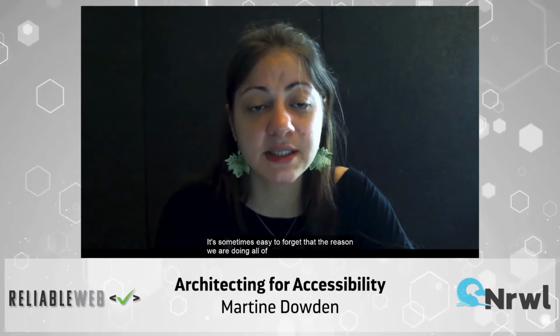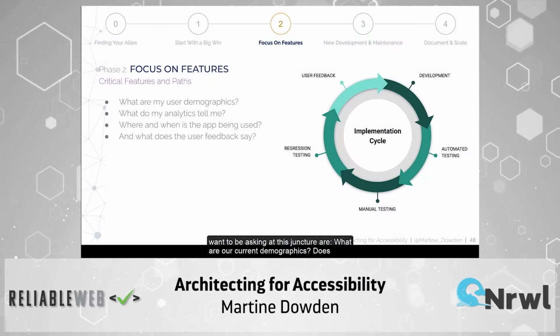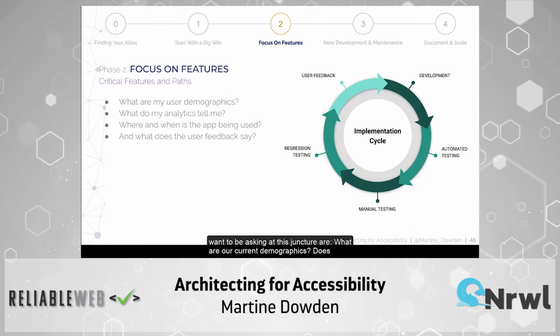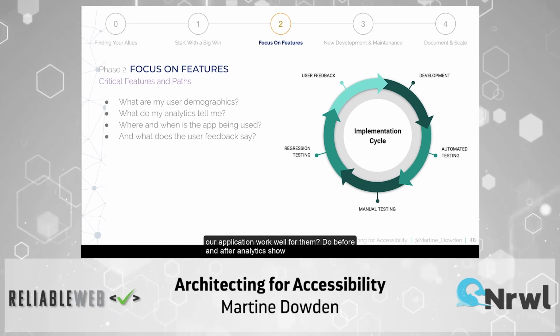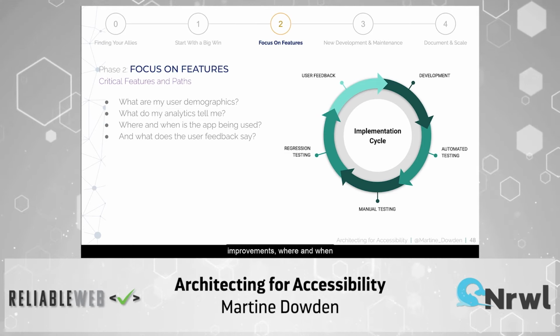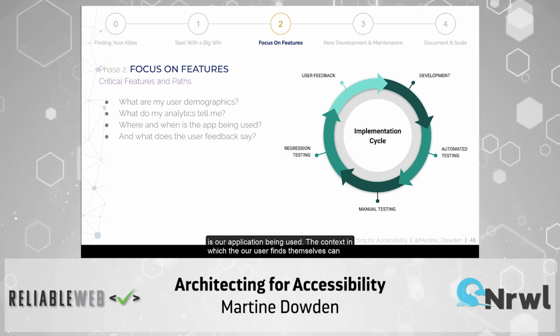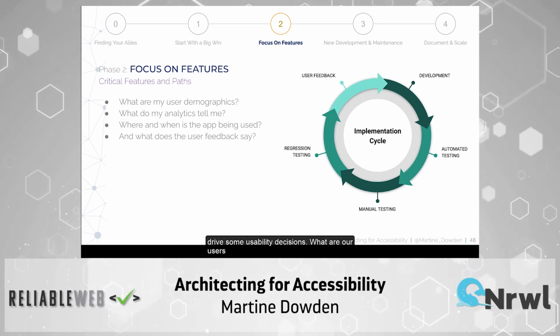And finally, user feedback. It's sometimes easy to forget that the reason we are doing all of this is to create a better experience for all of our users. Questions we may want to be asking at this juncture are, what are our current demographics? Does our application work well for them? Do before and after analytics show improvements? Where and when is our application being used? The context in which our users find themselves can drive some usability decisions.